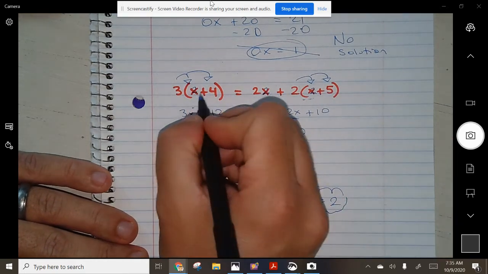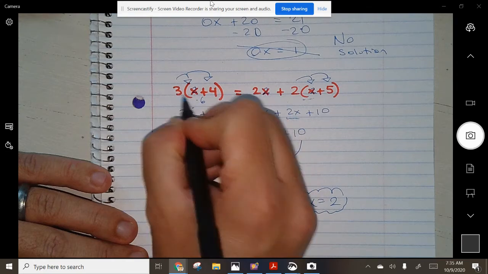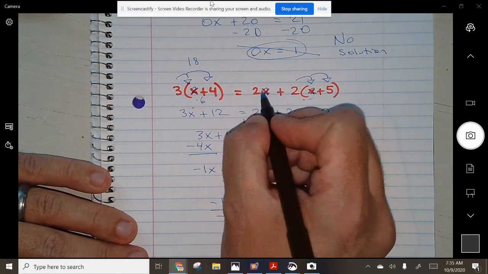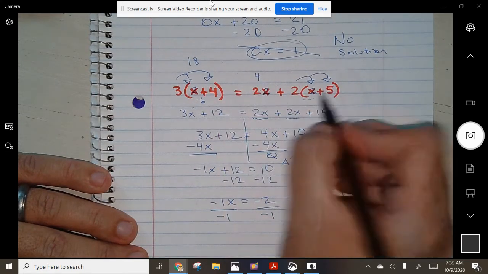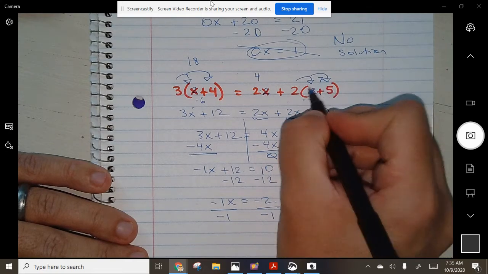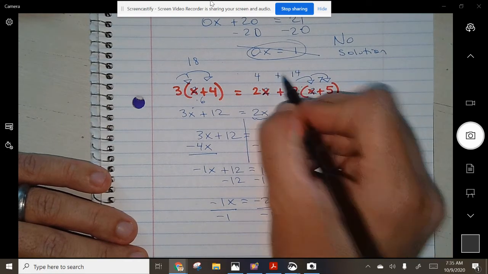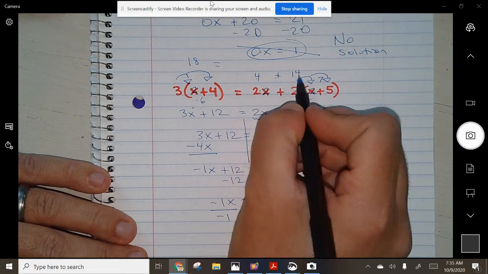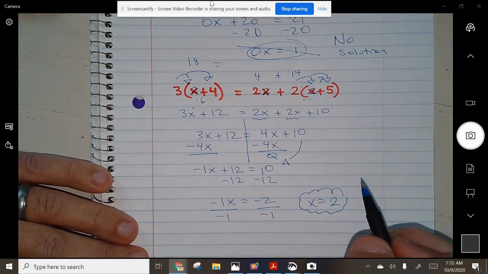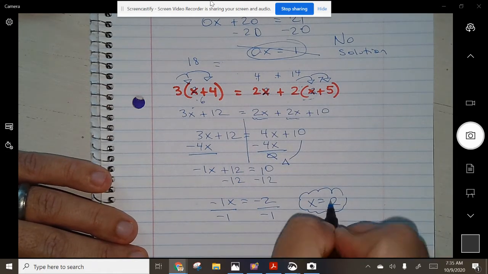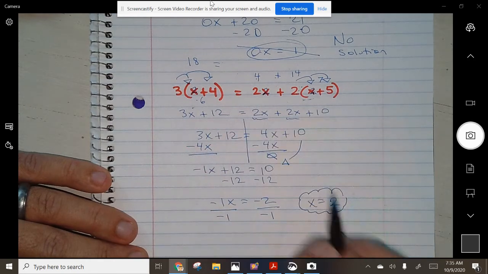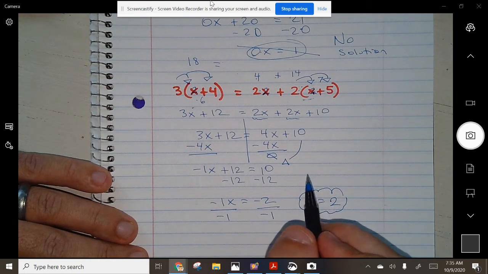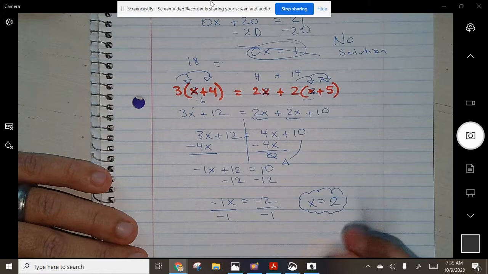So 2 in here would be 2 plus 4 is 6 times 3. That would be 18. 2 times 2 here is 4. 2 plus 5 is 7 times 2 is 14. Does 18 equal 4 plus 14? So it all checks out. You can always check your answers by plugging in your 2's in here. All right? You could totally do it that way too. All right, let's do one more.